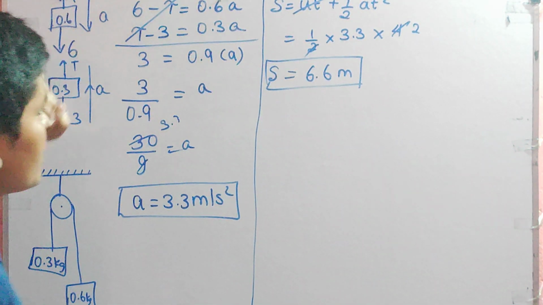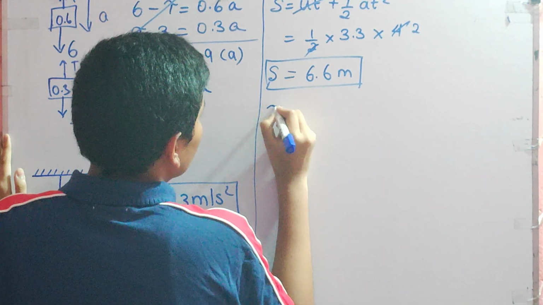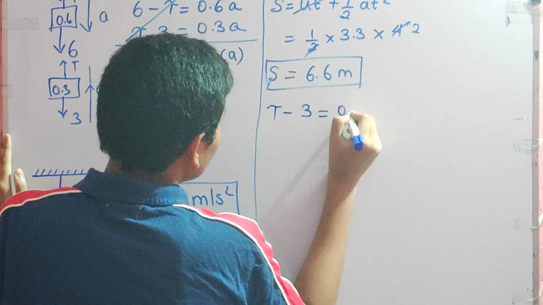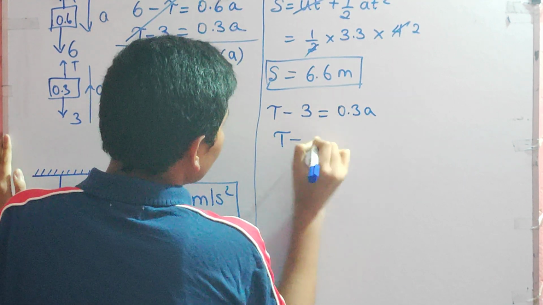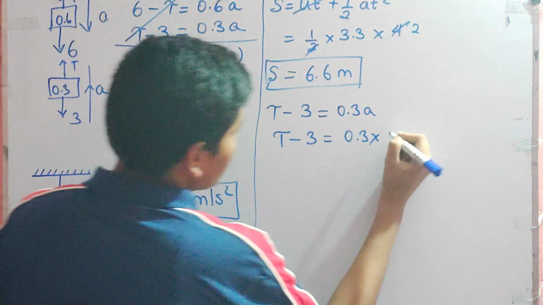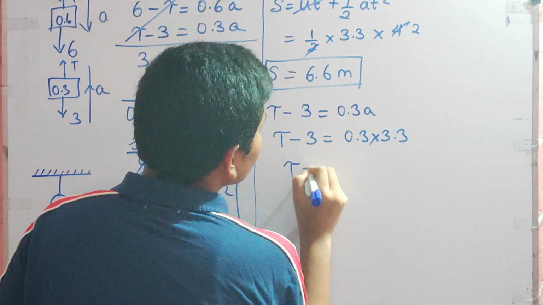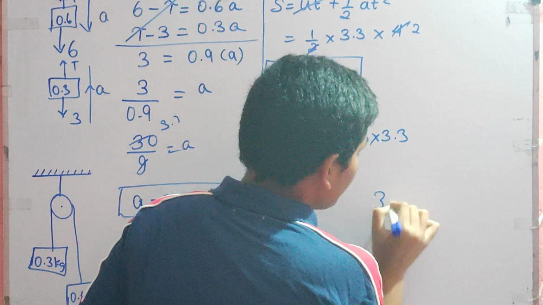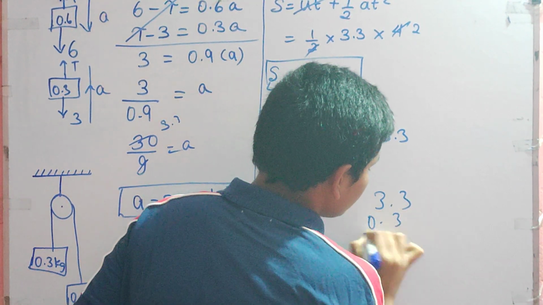Then we have to find the tension. Take any one equation, so let us take equation number 2. T minus 3 is equal to 0.3 into a. T minus 3 is equal to 0.3 into acceleration, which is 3.3. T is equal to 3.3 into 0.3.